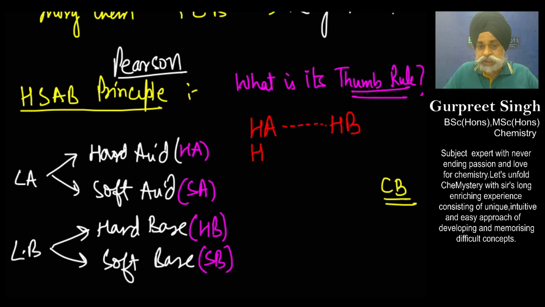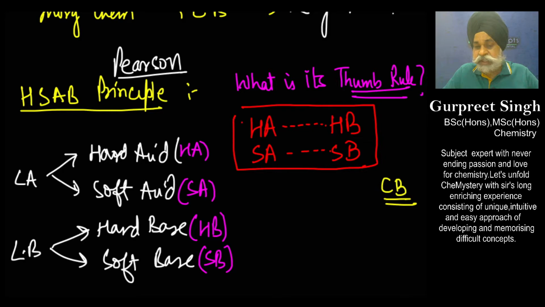And similarly, a soft acid, why is it doing so? We will see in a minute's time, would always want to interact with, or would prefer to get attached with, a soft base. So this is the basic principle on which this theory runs: the stability of those particular types of compounds would be high where a hard acid combines with a hard base or a soft acid combines with a soft base.